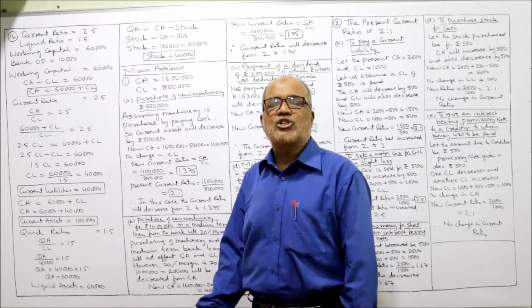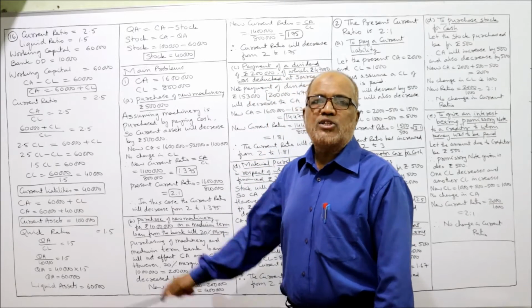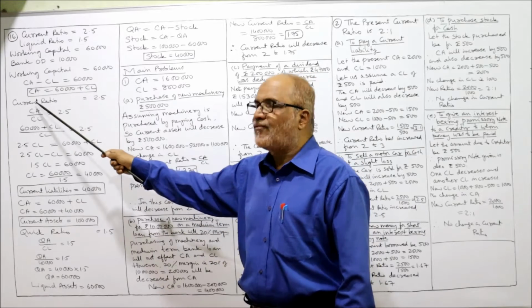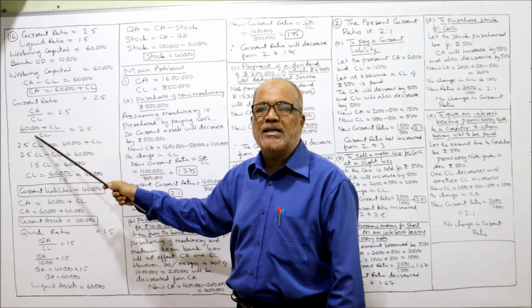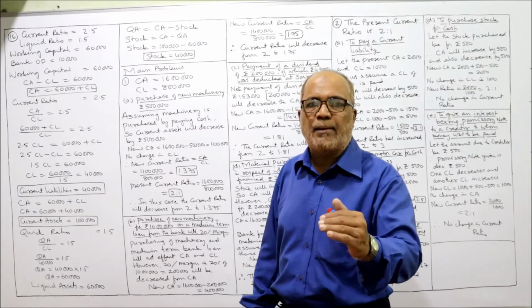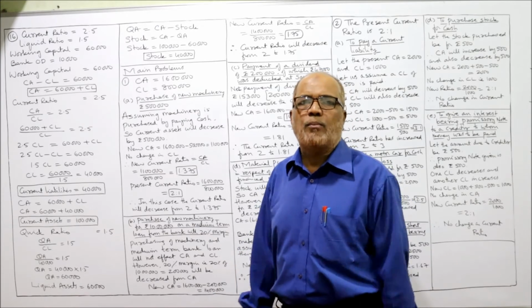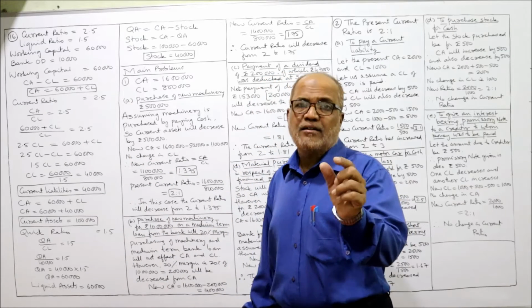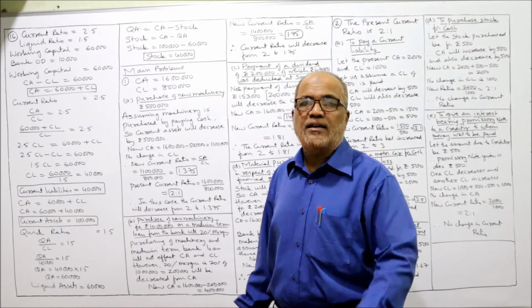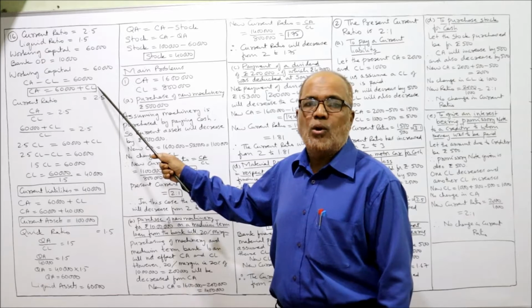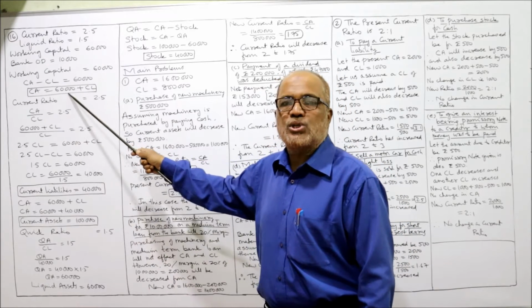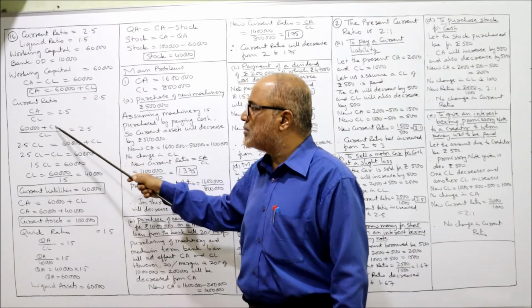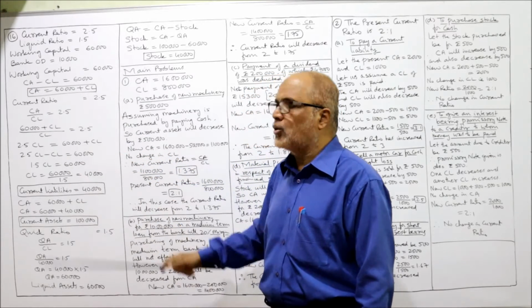Now we'll make use of the first ratio, the current ratio. How much current ratio is given? 2.5. So current ratio is equal to 2.5. What is the formula for current ratio? CA by CL, current asset by current liability. Already in so many problems we have applied this formula. The numerator is CA, and in place of CA I can substitute the equation CA is equal to 60,000 plus CL. So I am writing 60,000 plus CL, divided by CL, is equal to 2.5.